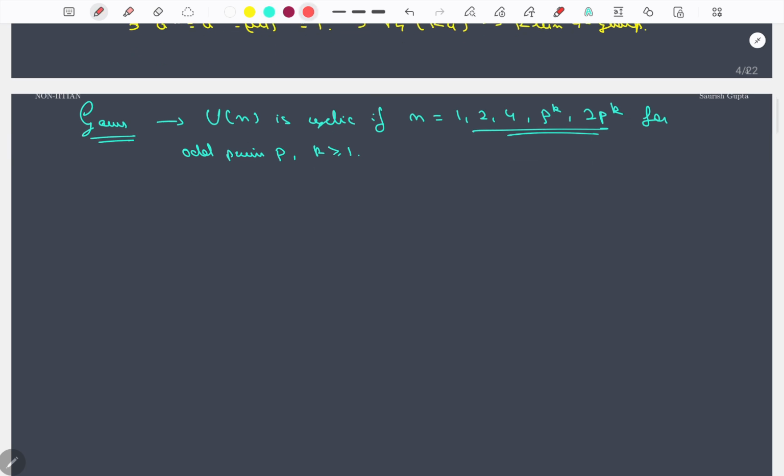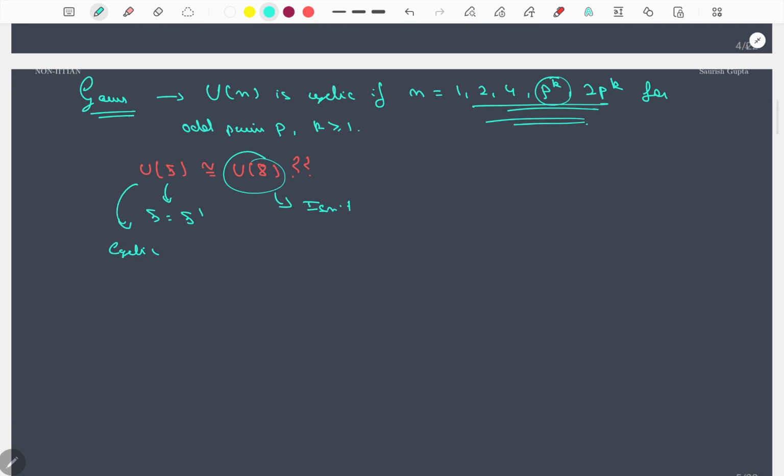So for example, suppose I ask, is U5 isomorphic to U8? Observe that 5 is of the form 5 to the power 1, so it's of this form. Hence this group is cyclic, while we just proved that U8 isn't cyclic. So there cannot be an isomorphism.